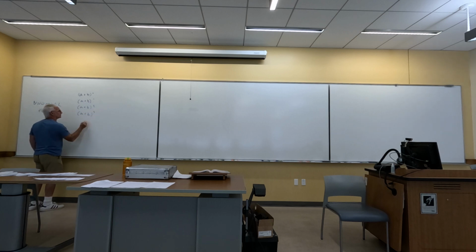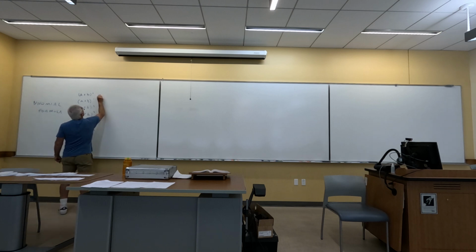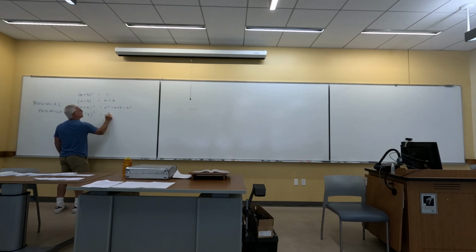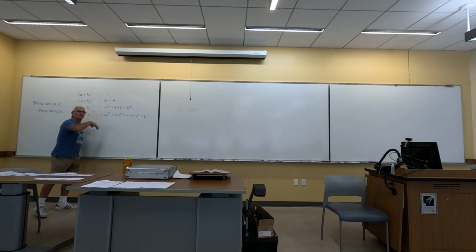And our goal is to eventually come up with (a plus b) to the nth, where n is a non-negative integer. So if we expand this, we know that this is going to be 1, and this is going to be a plus b. This is going to be a squared plus 2ab plus b squared, a cubed plus 3a squared b plus 3ab squared plus b cubed. Now we can do this forever and ever and ever.